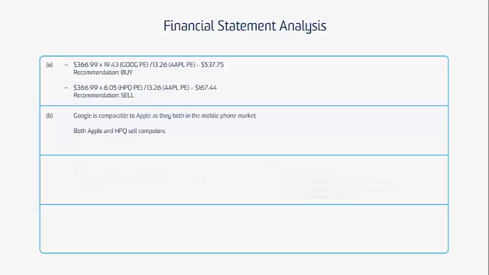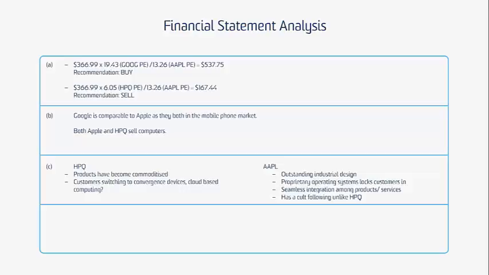Part C, we think about why they are not a good comparison. So Google has their search engine and they're involved in different areas than Apple, so it may not be a good match. And Hewlett-Packard is not in the mobile phone market, and they don't have the same fan loyalty as Apple does. Nobody lines up outside a Hewlett-Packard store for the latest desktop computer.